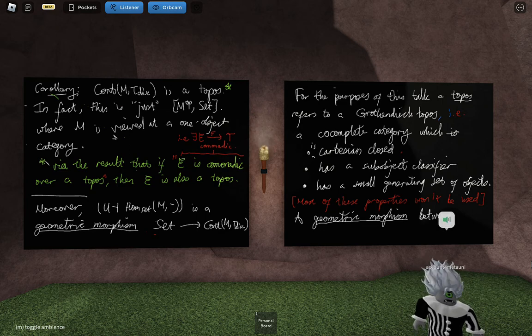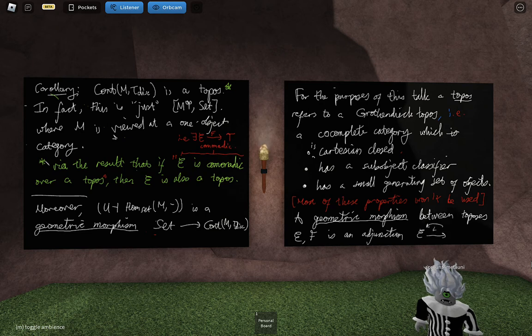So I should also say what a geometric morphism is. As you can gather from the previous board, it's an adjunction. The direction that I consider the arrow to be going to represent this geometric morphism is the direction of the right adjoint, which I call F lower star. The left adjoint is F upper star.